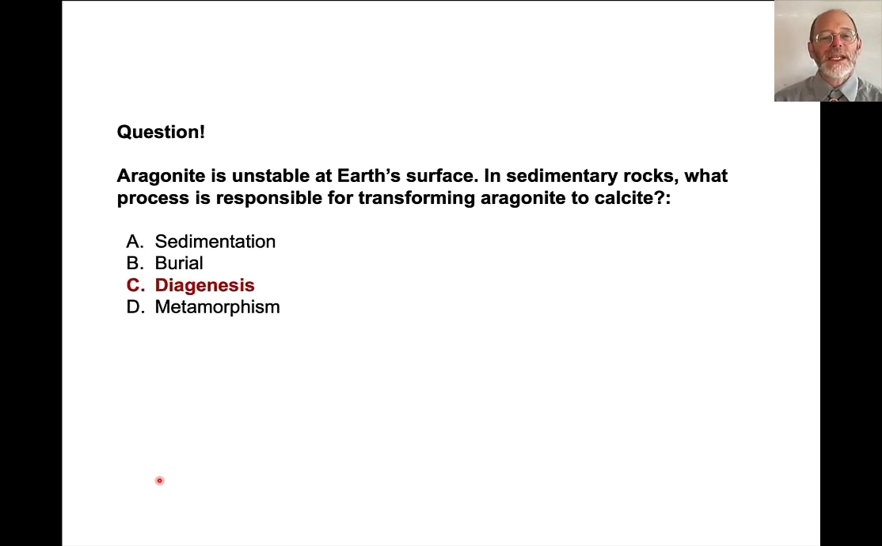And the answer here is diagenesis. It is absolutely true that metamorphism will transform aragonite to calcite as long as the PT conditions are in the calcite stability field. But here we're talking specifically about sedimentary rocks, and diagenesis is a sedimentary rock forming process.